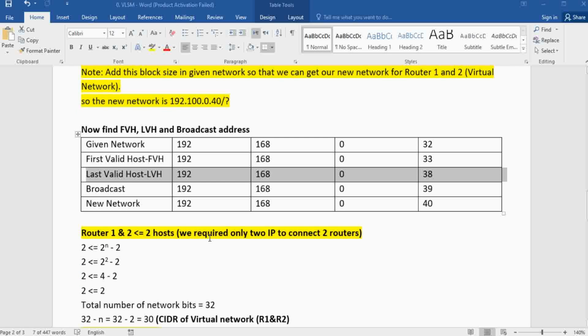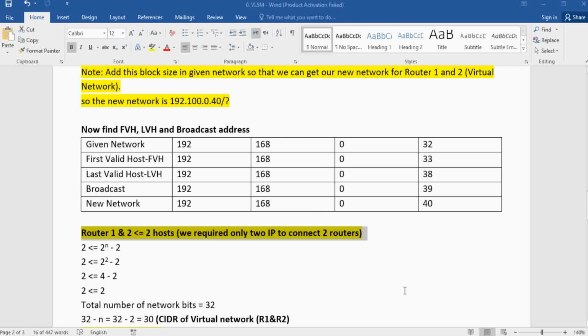Now it's time for a virtual network. For connecting 2 routers we require 2 hosts. So R1 and R2 equals 2 hosts. 2 is less than or equal to 2 to the power n minus 2. Here the n value will be 2, so 2 power 2 gives us 4, then minus 2 becomes 2. So 2 is less than or equal to 2.